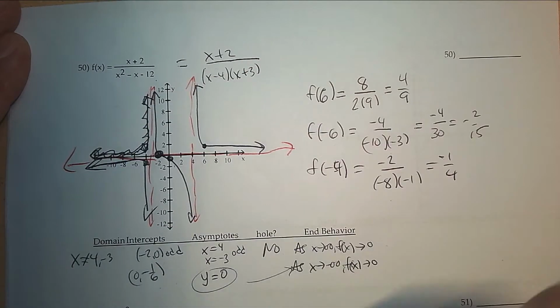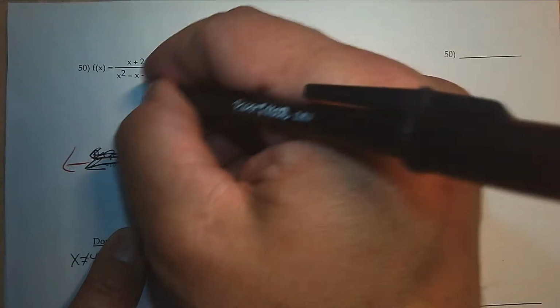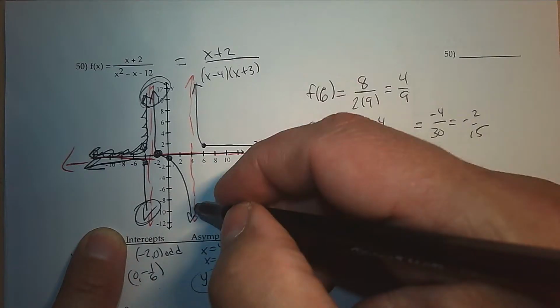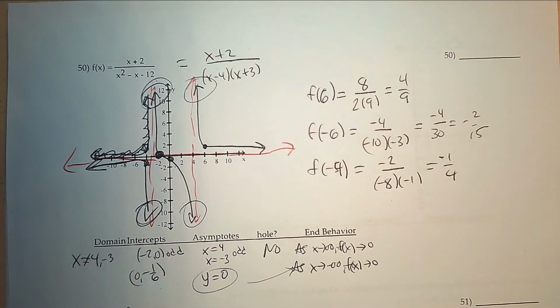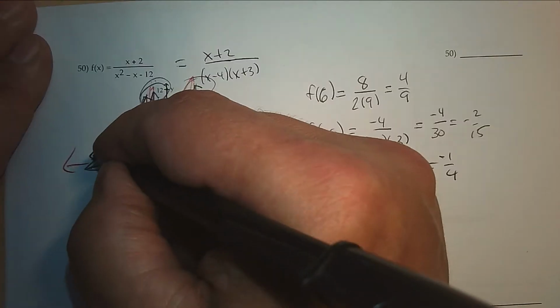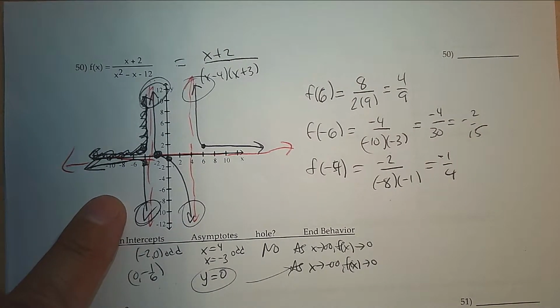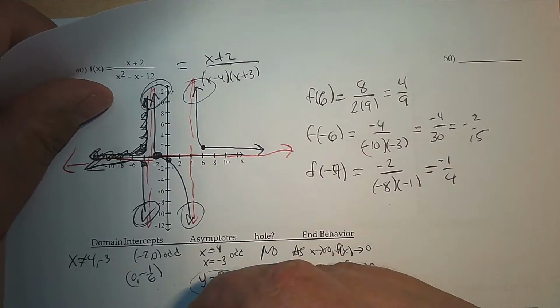And I knew it was wrong because I knew that this is an odd vertical. One end is up and the other end is down. One end is down, the other end is up. So the pieces have to match. So if I make a silly mistake with a sign, I can double check to make sure that I'm doing it correctly. All right, number 51.